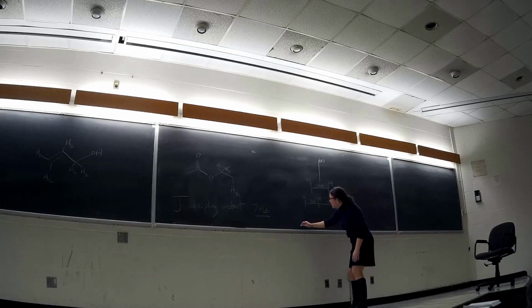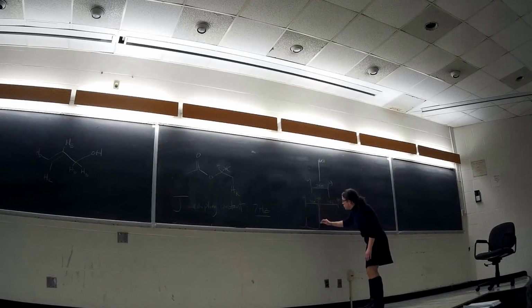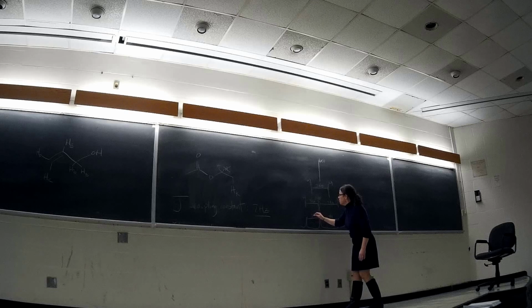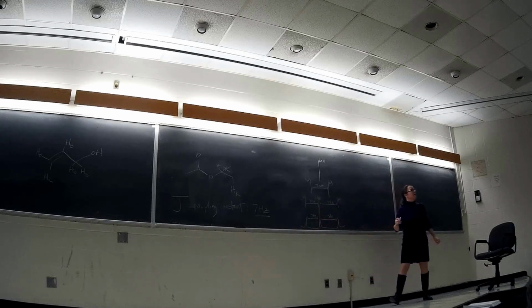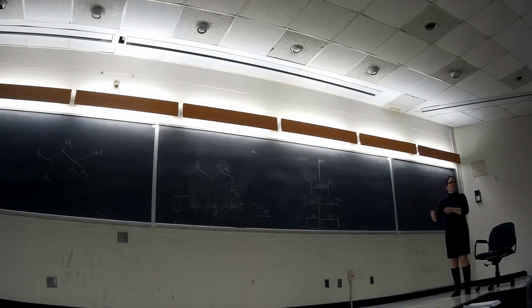I'm going to read this out. It's going to be 1 to 2 to 1, with a 7 hertz split along each of these. Okay? Does everyone see how this triplet came about? You're so used to using the n+1, but this is it. This is the splitting tree.